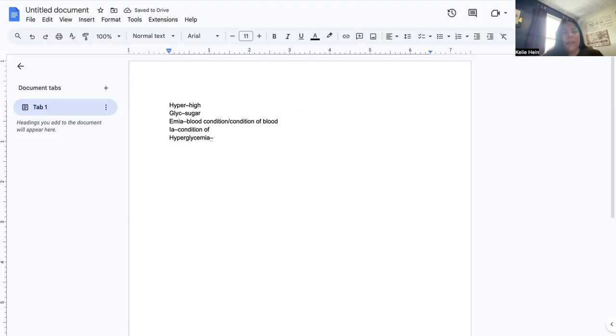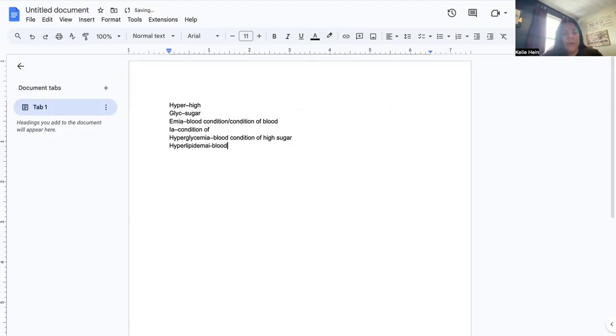If you were to break it down, though, and that's how we want to do it, we want to start at that back side. Well, what is emia? A condition, a blood condition. We've got a blood condition of something, right? Blood condition. And then we can go back to the front and break those apart. Hyper, high, blood condition of high, sugar. Glyc, sugar, okay?